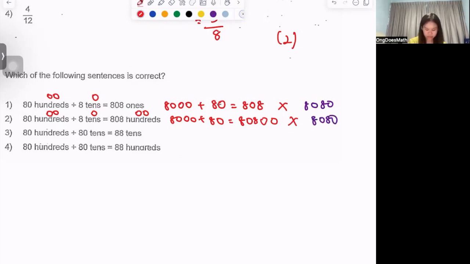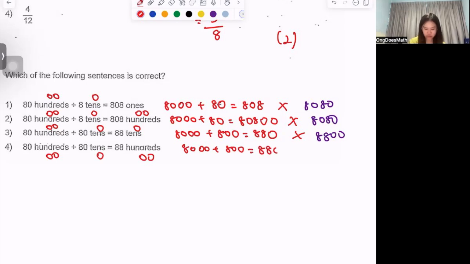What about option 3? 80 hundreds, 2 zeros, tens 1 zero. So 80 with 2 zeros plus 80 with another 1 zero equals 88 with another 0. Is this true? It's not true. 8,000 plus 800 should give you 8,800. So that gives us our last option. 80 hundreds, hundreds got 2 zeros, tens got 1 zero. So 80 with 2 zeros plus 80 with another 0 equals 88 with another 2 zeros. Is this true? Yes. Which means the answer is option 4.